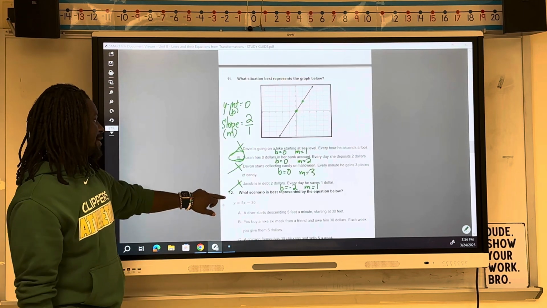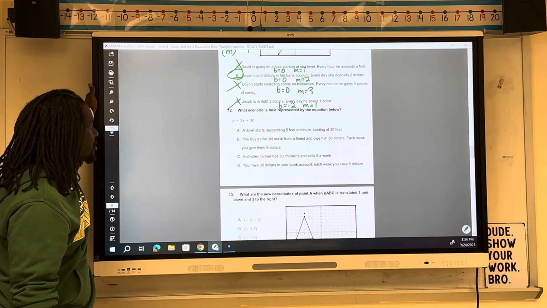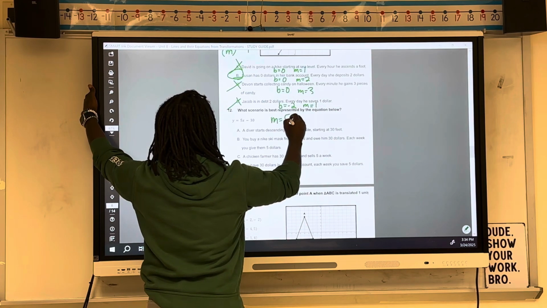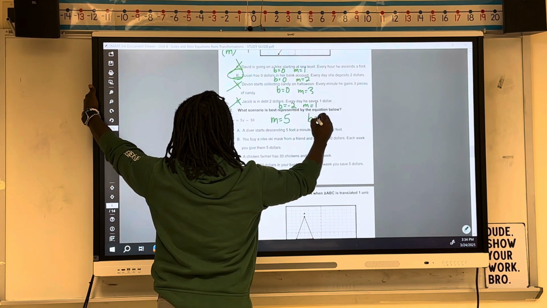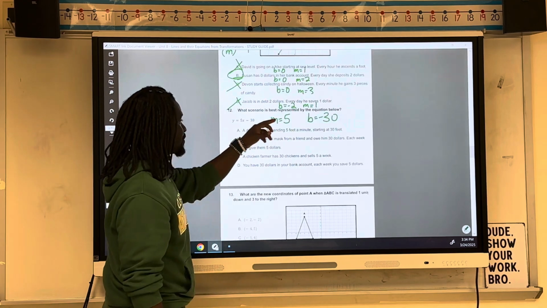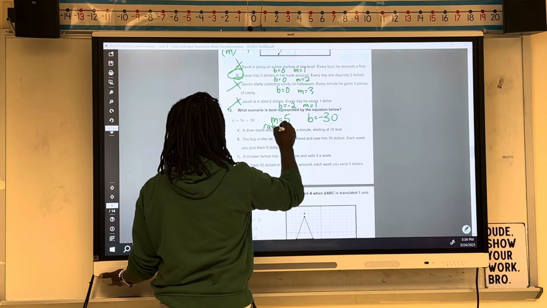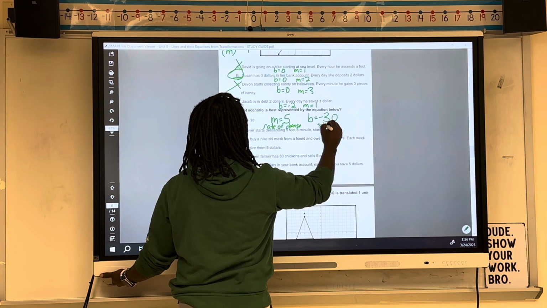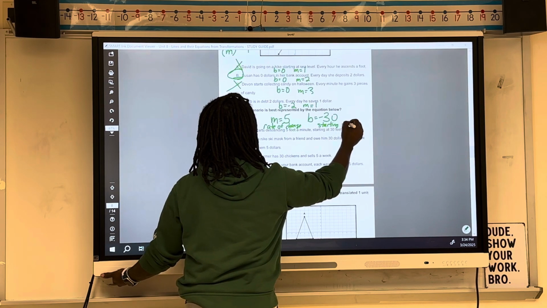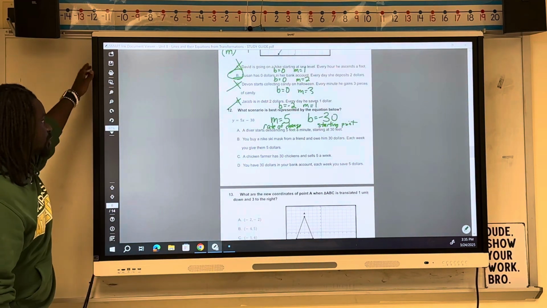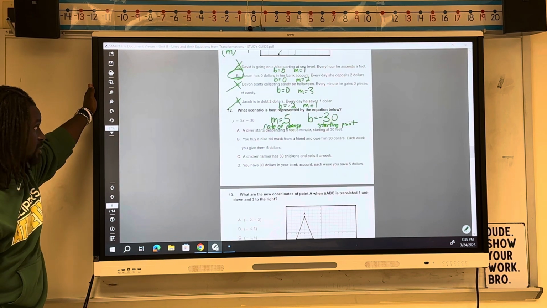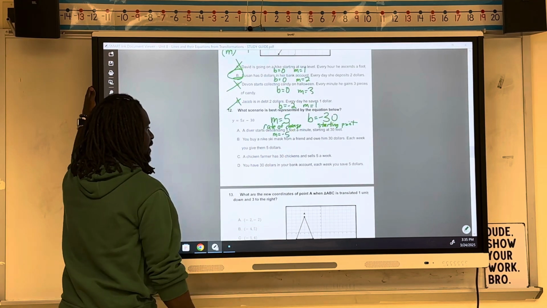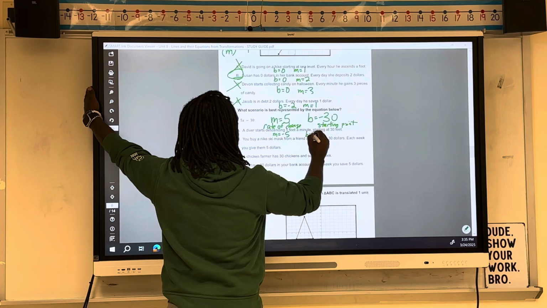Number 12. What scenario is best represented by the equation? This one has a slope of 5 and a y-intercept of -30. My slope is my rate of change. Remember that. And my y-intercept is kind of my starting point, my initial value. A diver descends 5 feet a minute. If he's descending, that's a slope of -5. And he starts at 30, so my B is 30 here.